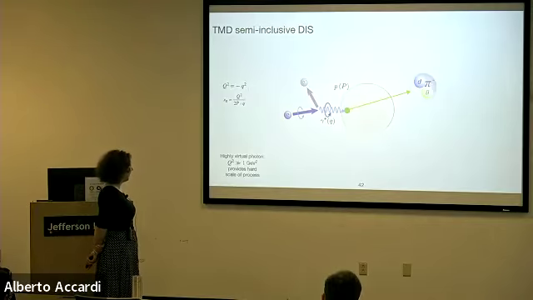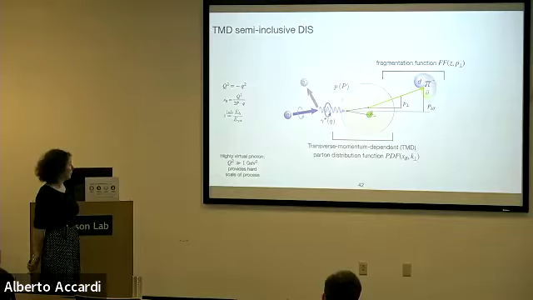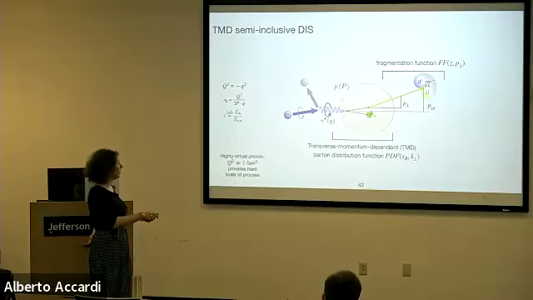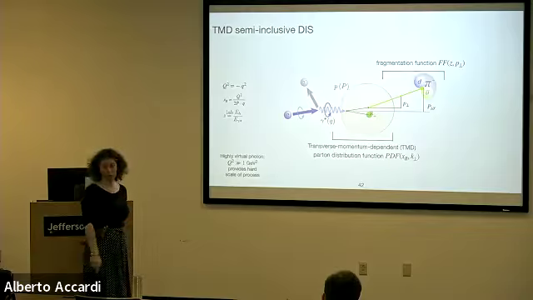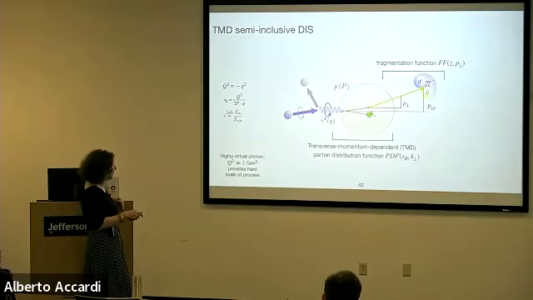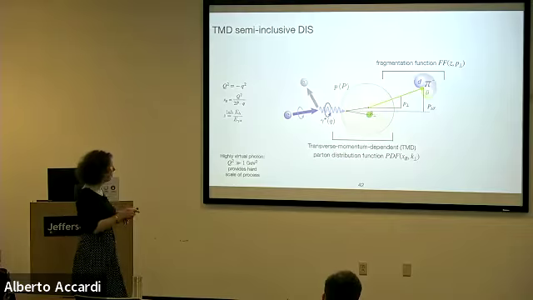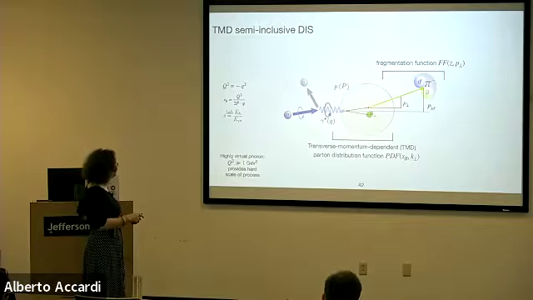And the way you can access them is by now also taking into account the transverse momentum of your produced hadron. So this transverse momentum of your produced hadron contains on the one hand the transverse momentum of your quark while it was in the nucleon. You have your quark inside your nucleon. It has a transverse momentum.